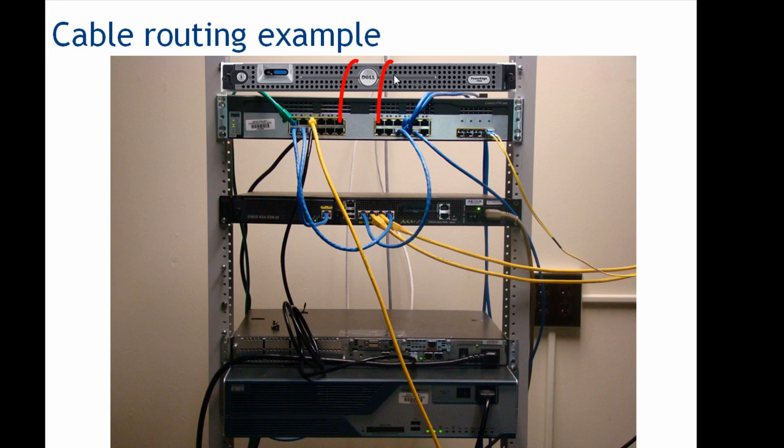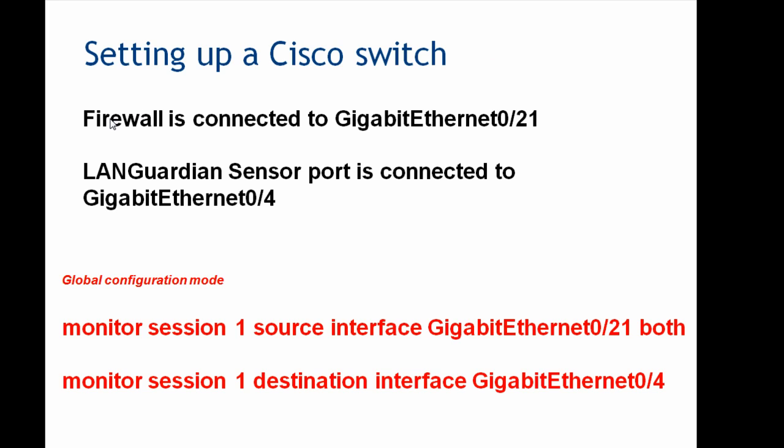You also need to plug in a second cable. Now, you can plug it into the same switch, or it can also go into your core switch. You don't really need to worry too much about that. This is the one that's used for the management of the LangGuardian. What you also then need to trace back, got a port here coming back up to the switch, plugged in here. So you need to take note of what port on the switch that your firewall connects back to. So in my case here, my firewall is connected to Gigabit Ethernet 0/21. And my LangGuardian sensor port is connected to Gigabit Ethernet 0/4.